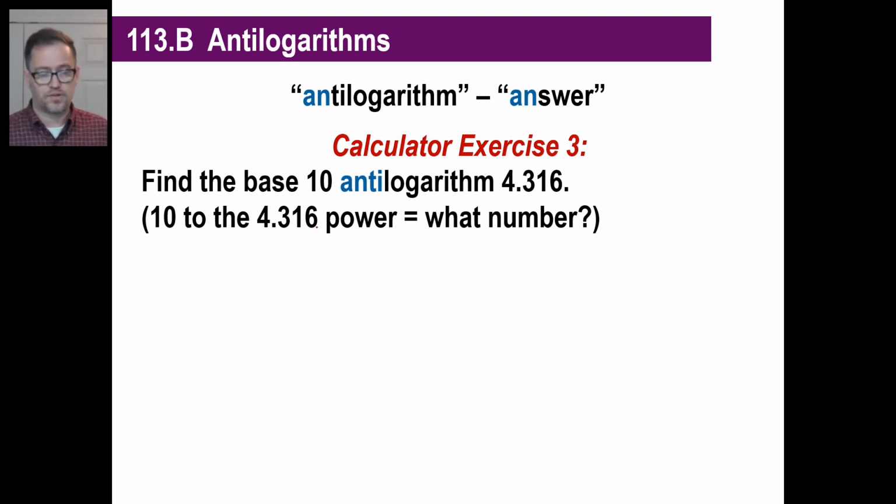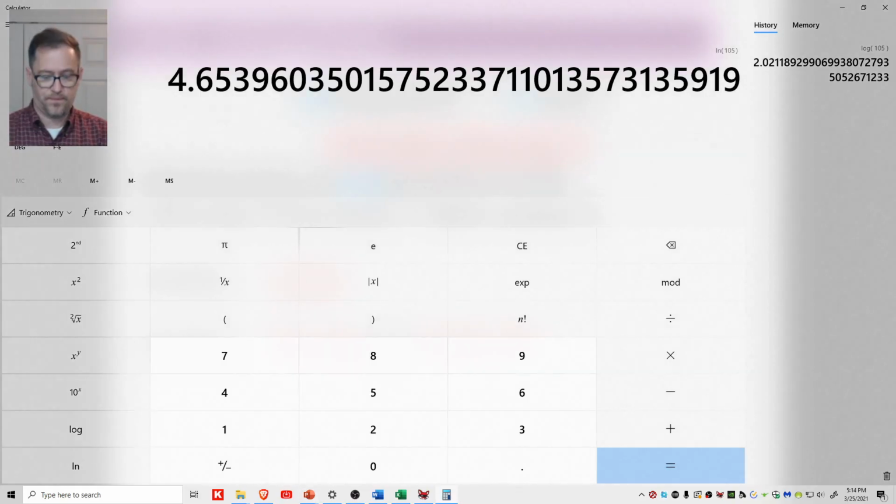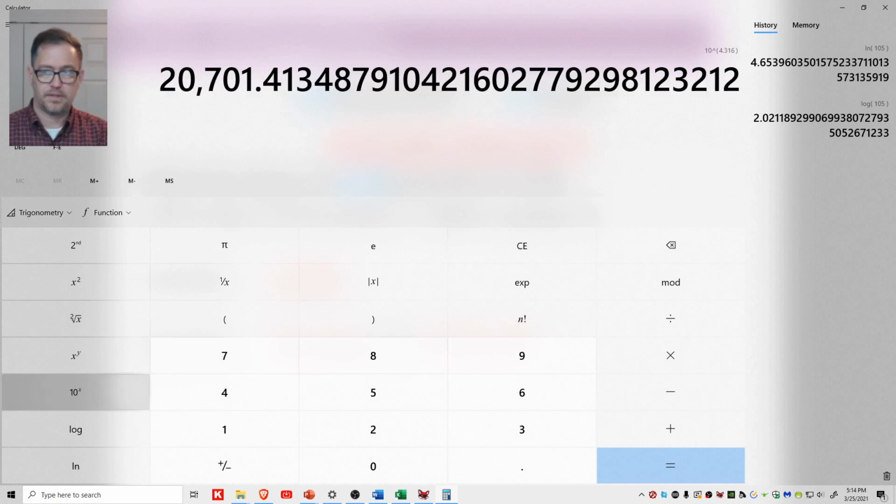All right, so this is what you need to enter. You'll enter 4.316, so do that in your calculator. Then you'll enter 10 to the x power, all right? Let's do the 4.316, and then we'll pop in 10 to the x power, boom, okay. In other words, the x is the 4.316. So this is calculating for us 10 to the 4.316 power, which is 20,701.41 whatever.